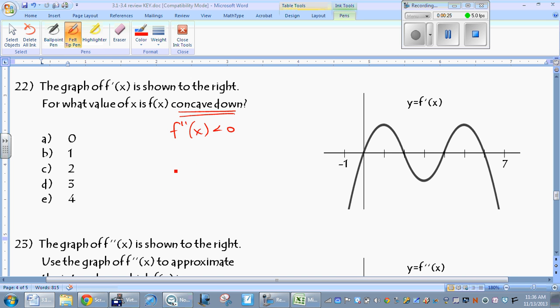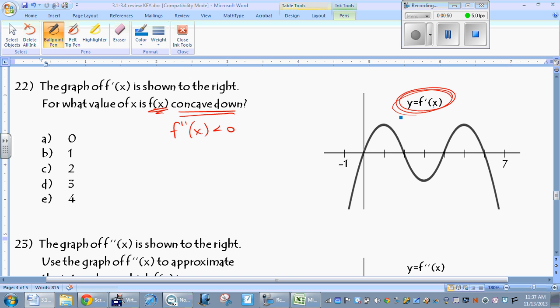concave down. We're not looking at this graph and saying, oh, this opens down, it's concave down here, because this is the graph of the derivative. We are trying to figure out when f of x is concave down. So the second derivative, if that's negative, we know it's going to be concave down. Well, we have the first derivative. The second derivative is merely the derivative of that.